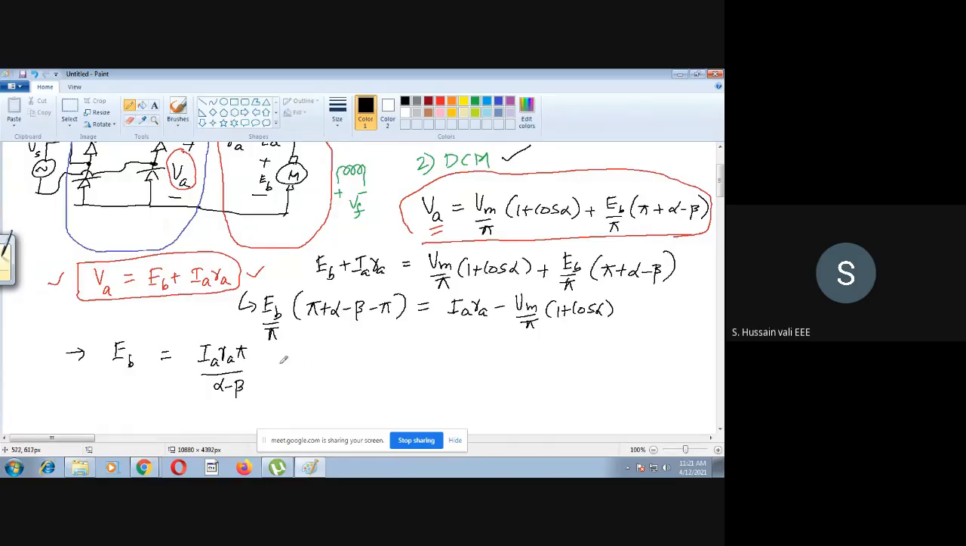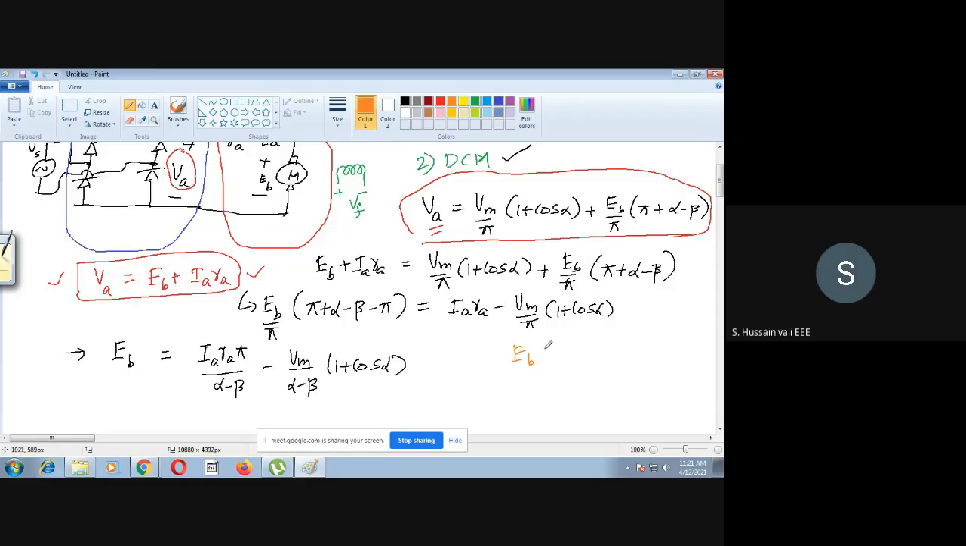So this is one term. The second term is Vm by (alpha minus beta) into (1 plus cos alpha). So this is the expression we got for EB. Now we will recall the previous equations, the previous equations of the EMF. So we will just recall them here on this side.